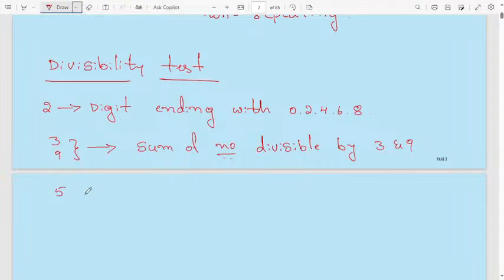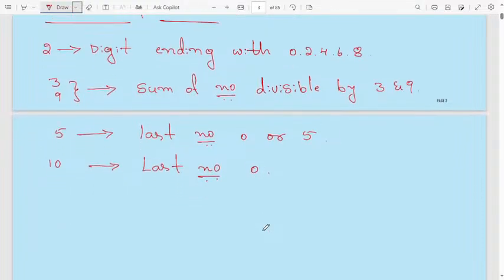Then if the number is divisible by 5, the last digit is either 0 or 5. If the number is divisible by 10, the last digit will be 0. Okay, that is the short trick. You have to remember which numbers are divisible by which particular number.